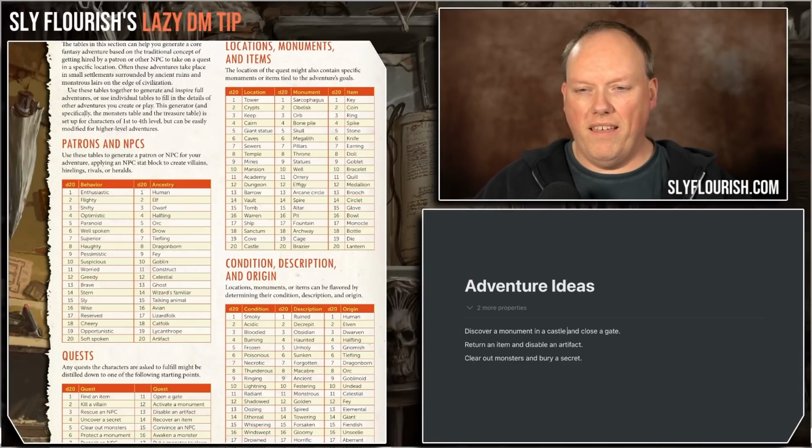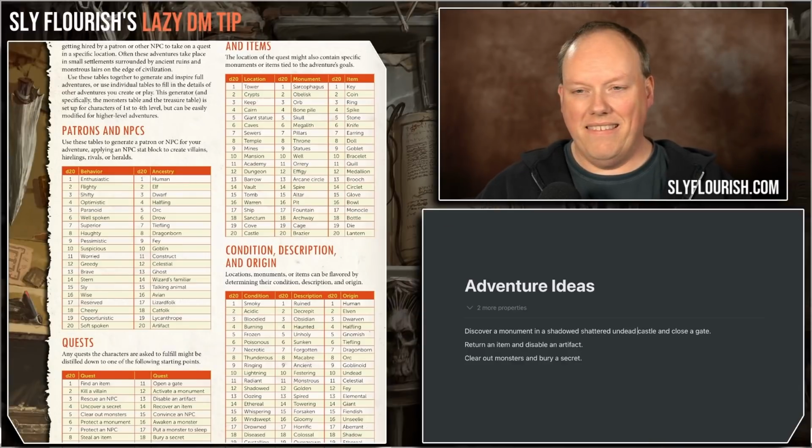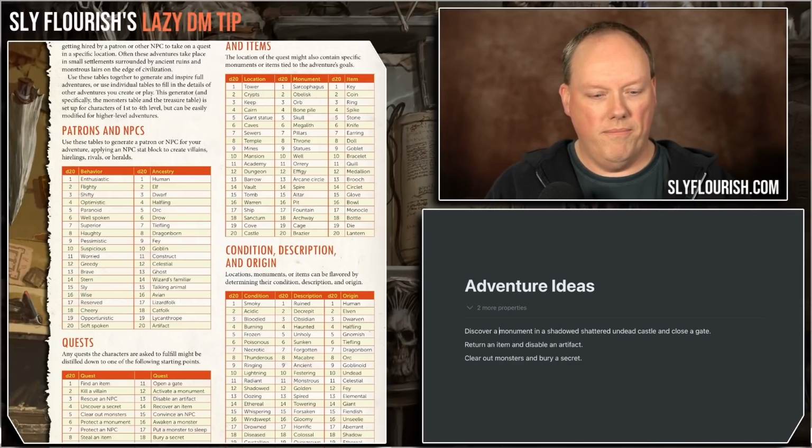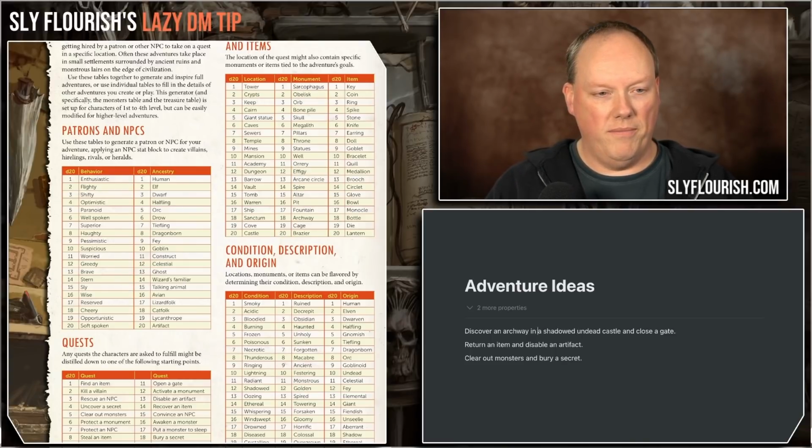So we're going to roll 3 times on the condition, description, and origin table. It is a 12. Shadowed undead castle. That's an 18. An archway. Discover an archway. What's interesting about this archway? It is a frozen archway. It is a frozen, forsaken archway. We have to discover it and we have to close it.